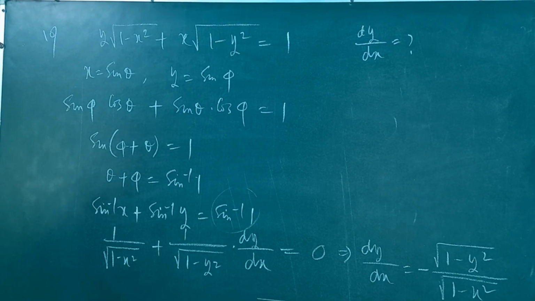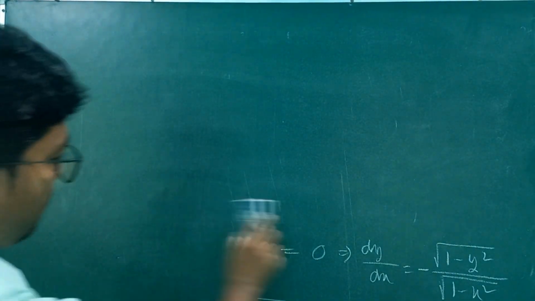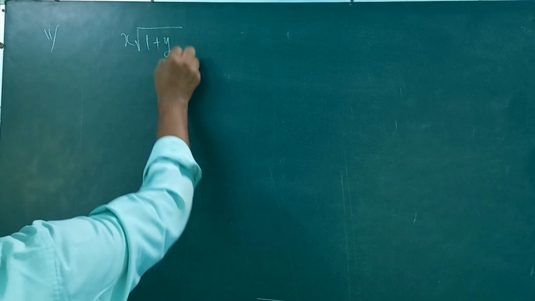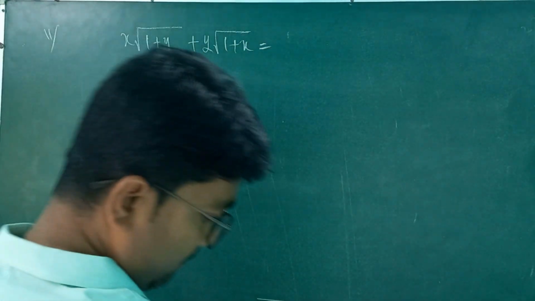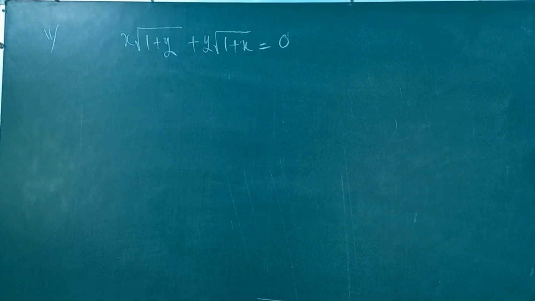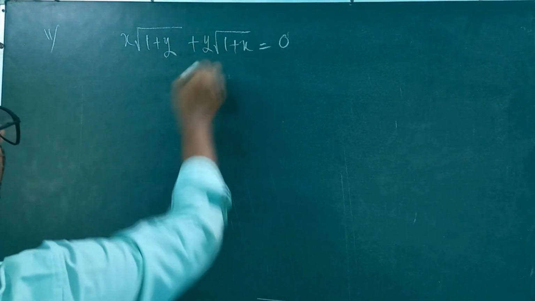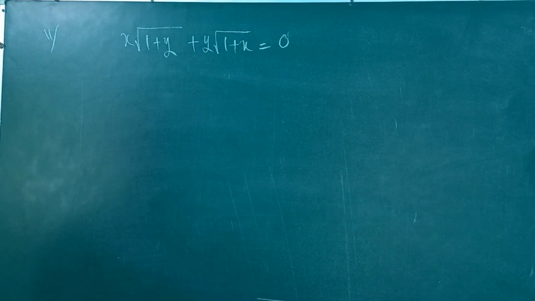Now number 11. This is almost the same structure but a little different, equal to 0. Almost looking the same structure, but it's not the same, because it's not our 1 minus sin square or 1 minus cos square structure. This one is only y, this one is only x. So you cannot replace here sin theta or cos theta. So what can we do here?